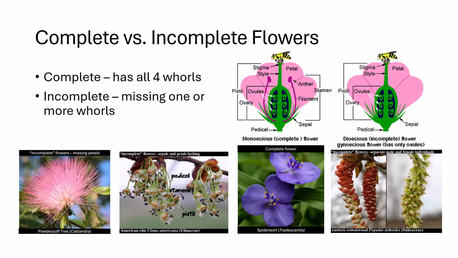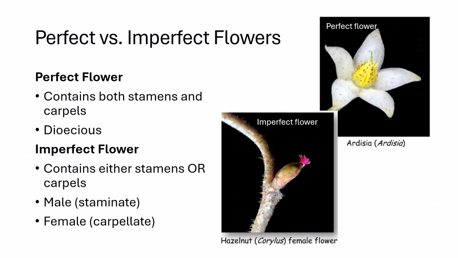Again, think structure first. Count the whorls. Don't overcomplicate it. Now let's shift to perfect versus imperfect. This classification is about reproductive organs only. A perfect flower contains both stamens and carpels. It has both male and female reproductive structures in the same flower, like this Ardisia flower.